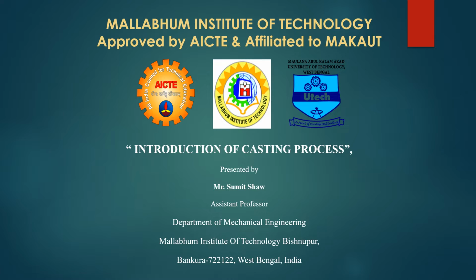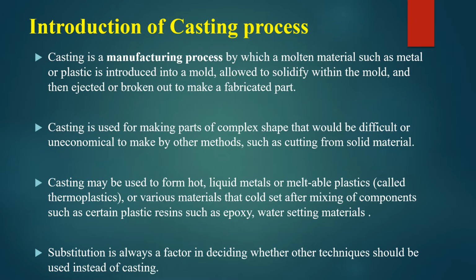Now in this presentation I will present the basic introduction of casting processes. Casting is a manufacturing process by which molten material such as metal or plastic is introduced into a mold, allowed to solidify within the mold, and then ejected or broken out to make a fabricated part. Casting is used for making parts of complex shape that would be difficult or uneconomical to make by other methods such as cutting from solid material.